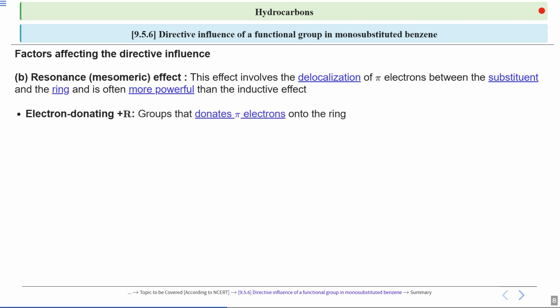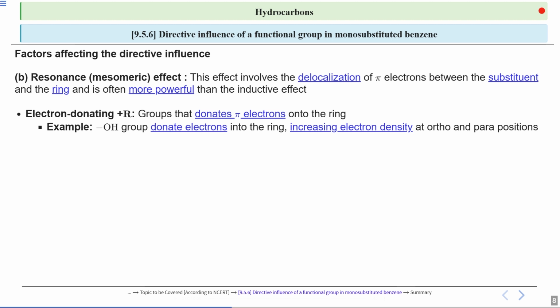First, let us consider electron donating groups, which are called plus R groups. These groups push pi electrons into the ring, increasing the electron density. This makes certain positions on the ring, like ortho and para, more reactive to the incoming group. For example, the hydroxyl group, written as OH, donates electrons into the benzene ring. This increases the density on the benzene ring. Now, it makes the ortho and para positions especially more reactive. We will see about it in detail.